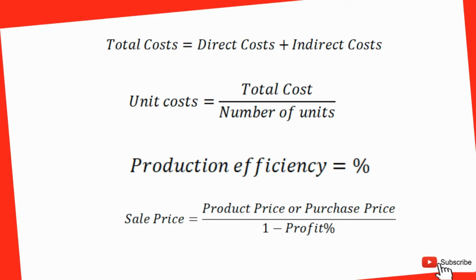And finally, we have the sale price formula. This is equal to the product price or purchase price divided by 1 minus the profit percentage. Just if you want to imagine, this is almost the same number. If you can place the unit cost, you can place it here. So let's move to the example because it's easier to understand when there's an example.